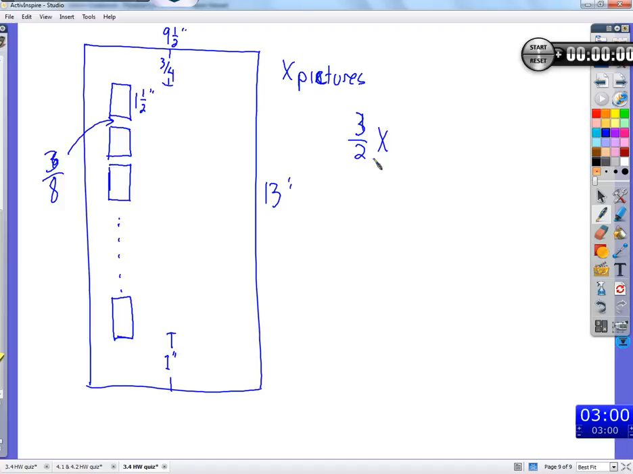Oh, because you're trying to find how many pictures, and the pictures are 1 and a half inch each, yeah? So if we multiply 3 halves, or 1 and a half, by x, what will that tell us? That little piece will tell us what? The size of one picture is 3 halves. From here to there, 1 and a half. And the size of this one is 1 and a half. This one's 1 and a half, or 3 halves, and 3 halves, and 3 halves.